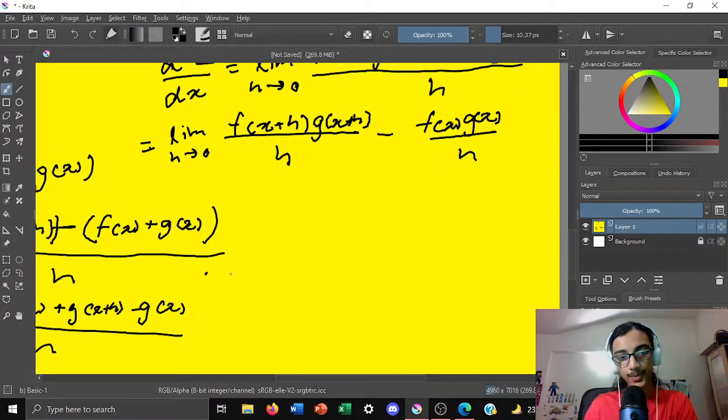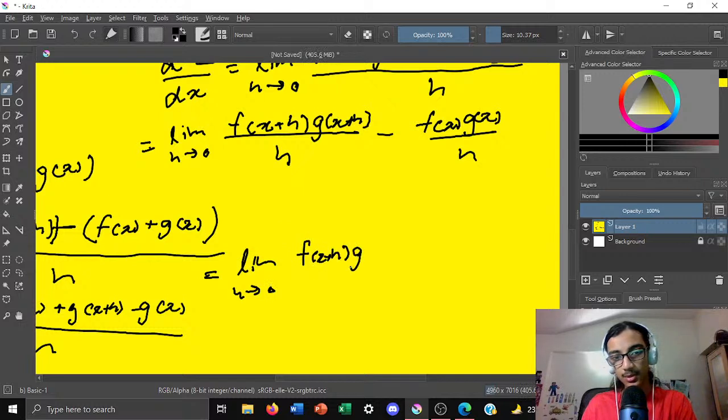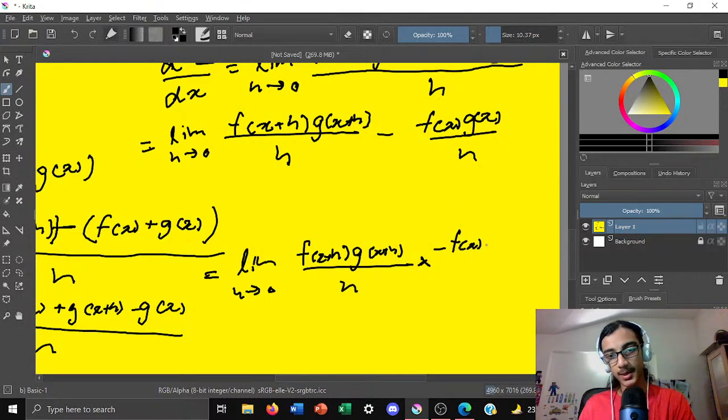So this is going to be equal to the limit as h approaches 0 of f of x plus h, g of x plus h, all divided by h. And now what I'm going to do is multiply it by minus f of x, g of x plus h, right? And we're going to divide that by itself only, minus f of x, g of x plus h. So this is just equal to 1, as you might notice. So we're not changing the value of this expression, we're just multiplying the numerator and denominator.